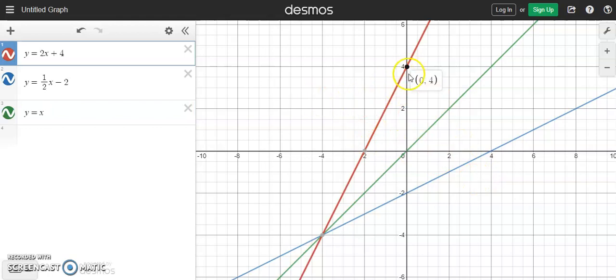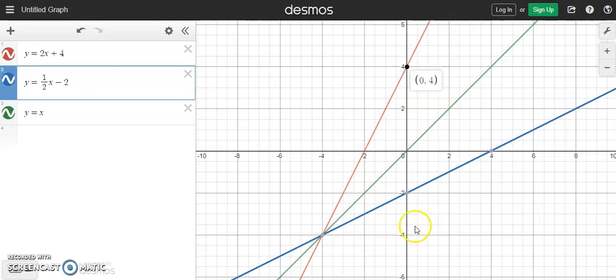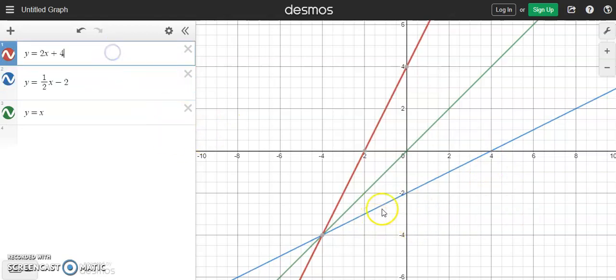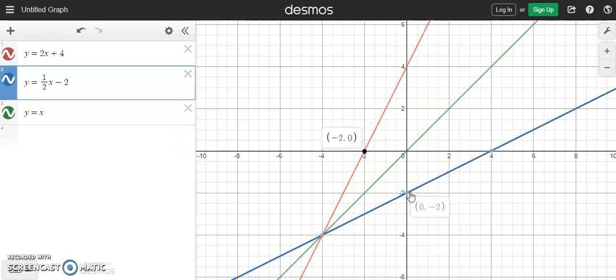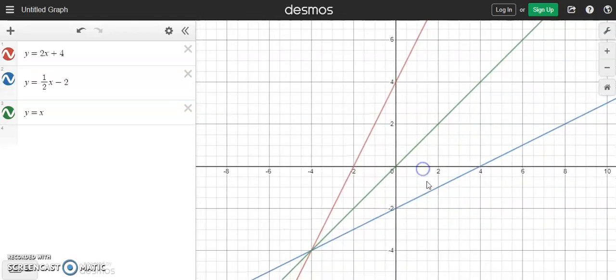So in the original graph, my line hits the y-axis at 4. In my inverse graph, my line hits the x-axis at 4. In my original graph, I have an x-intercept of -2. So when I do the inverse, that becomes the y-intercept. And I should be able to pretty much find any point on the graph, and those coordinates should have their x's and y's switched.